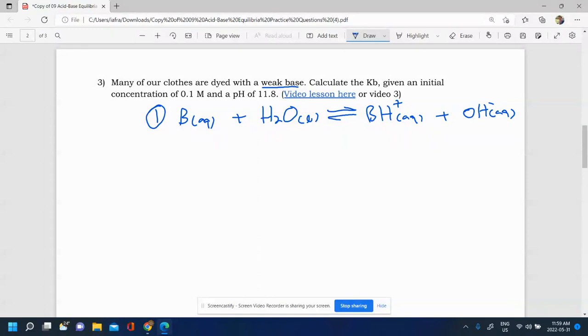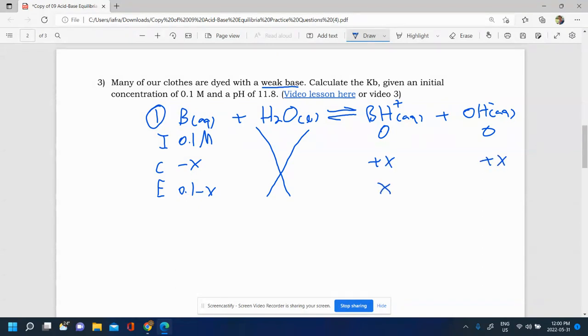Now, we want to find the Kb, so we know we need to make an ice table, and we're going to have to eventually make a Kb expression. We don't care about keeping track of water because it's a liquid, but we do know our initial concentration is 0.1 molar. And our change would be minus x, 0.1 minus x. We start off with 0 here, plus x based on the molar coefficients, plus x here, and then x and x. And so we have to make a Kb expression.